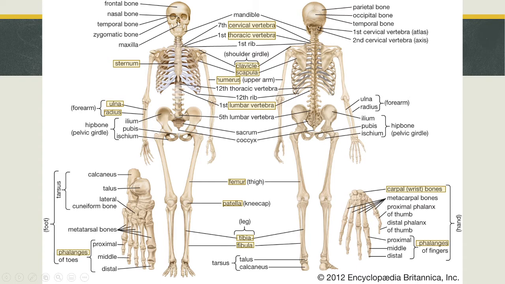So a bunch of different bones make up your skull. The maxilla is your upper jawbone. Your mandible is your lower jawbone. The sternum is what's commonly referred to as your breastbone. That little protrusion right there is called the xiphoid process. A process is like a little protrusion or a bump on a bone.